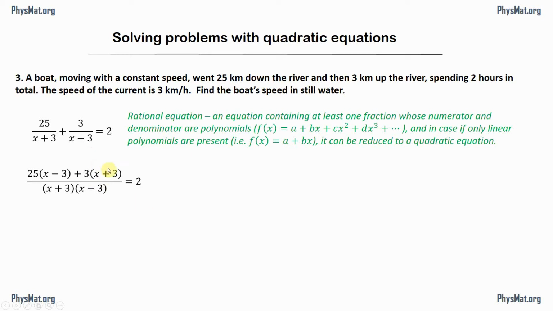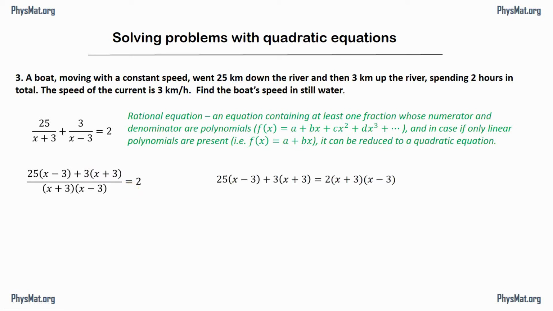So first we need to simplify this expression. We do cross multiplication in order to have one numerator and one denominator. For this we need to multiply 25 by x minus 3 and multiply 3 by x plus 3, and then our common denominator will be x plus 3 times x minus 3, and it's equal to 2.